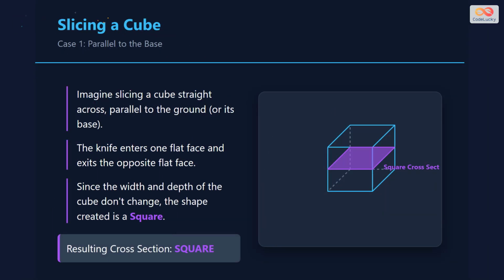Let's start with a simple cube. Imagine we pass a plane horizontally through the cube, parallel to its top and bottom faces. Since the cube has a uniform width and depth, the cut creates a shape that looks exactly like the top or bottom face. The result is a perfect square.